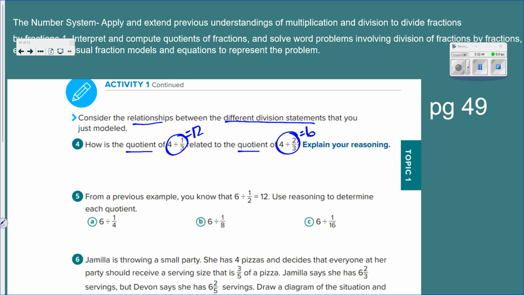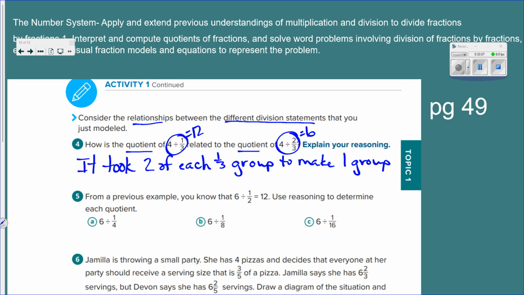Does that make sense for everybody? Okay? So it took 2 of each 1/3 group to make 1 group of 2/3. That makes sense for everyone. So I do 2 of those 1/3 groups, I get a group of 2/3. Well, dividing by 2/3, it's going to be half of the number of groups. It takes 2 of all of them just to make 1 group.